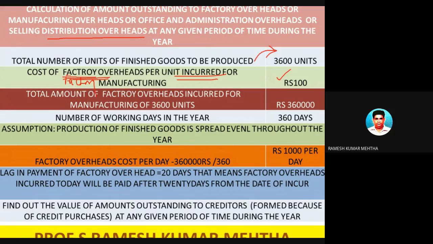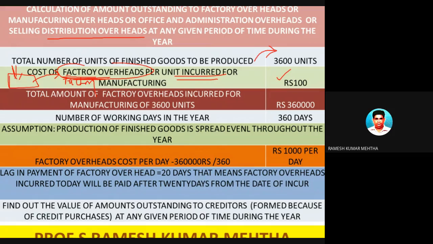So if you want to manufacture 1 unit of the finished product, for example, I'm manufacturing a study table, then the cost incurred, I'm only talking about factory overheads. I'm not talking about raw material. Raw material is different, wages are different, factory overheads are different. So I am now finding out factory overheads.